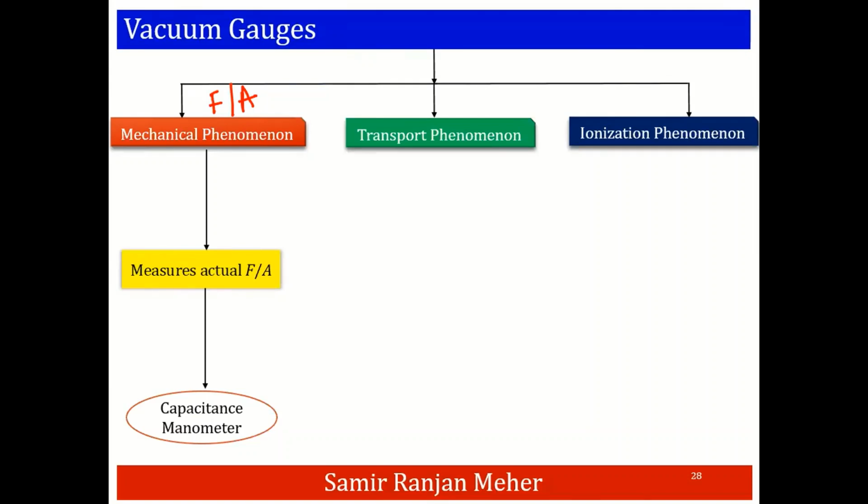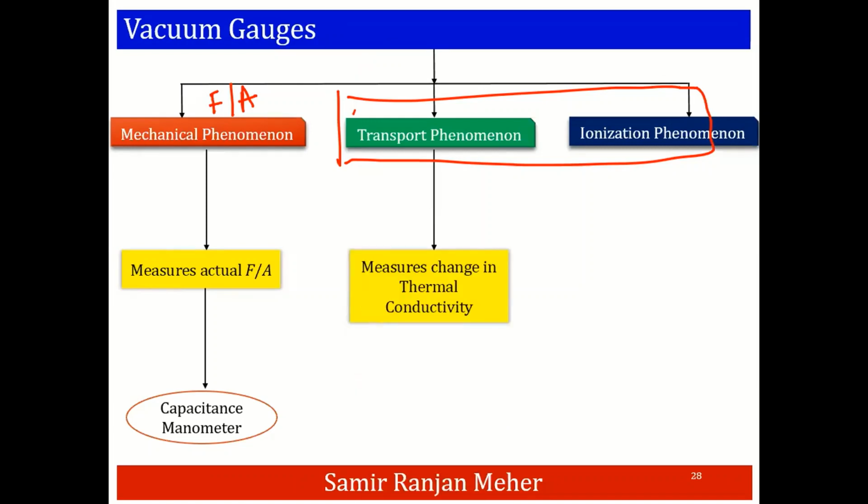The other two fall in the indirect way. That means we measure some indirect quantity which is affected by the reduction in the pressure in the chamber. The first one is called the transport phenomena, because of which there is a change in the thermal conductivity due to the reduction in the pressure. The examples are the thermocouple gauge or the Pirani gauge, which is mostly used to measure the rough vacuum from atmospheric pressure down to 10 to the power minus 3 torr.